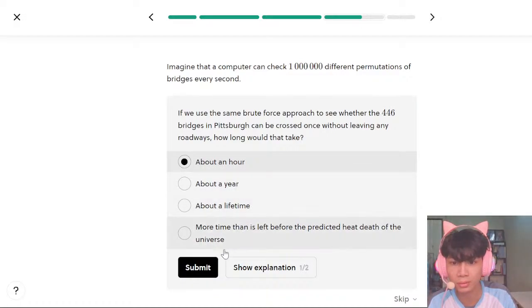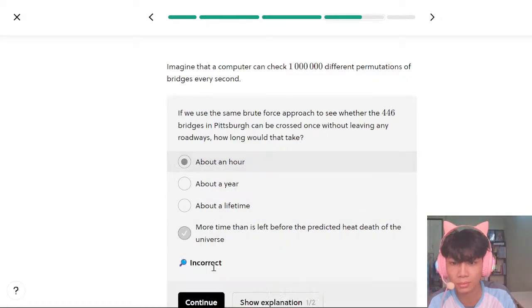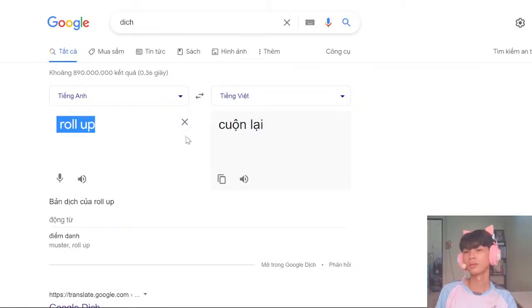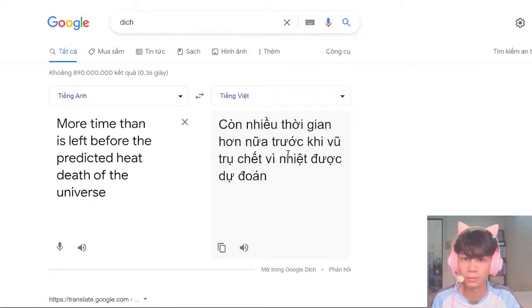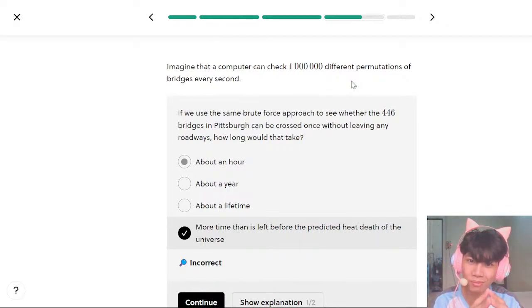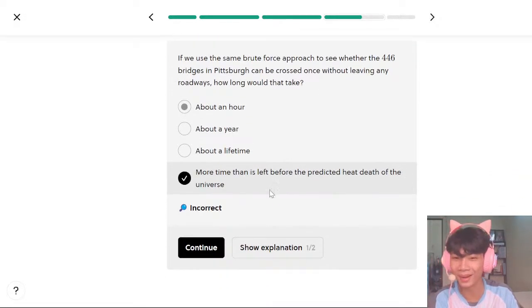More time than... I don't understand this. Really? If we use the same brute force approach to see whether 446 bridges can be crossed once without leaving any roadways, how long would it take? More time than is left before the predicted heat death of the universe. Oh my god.